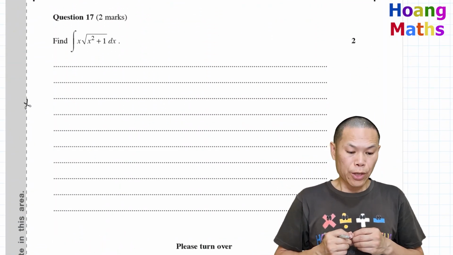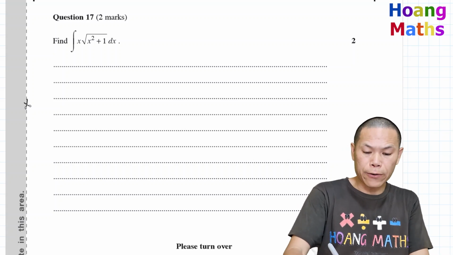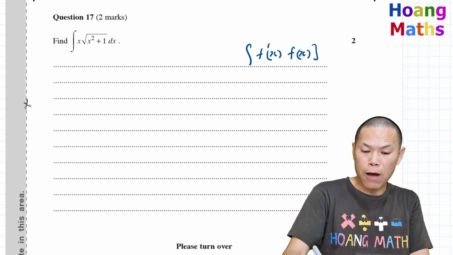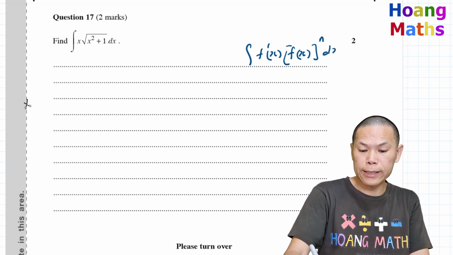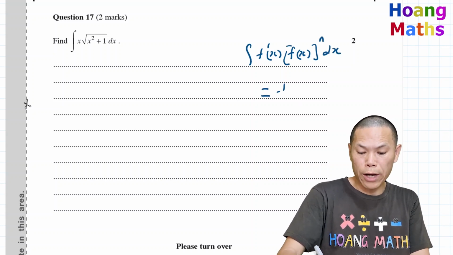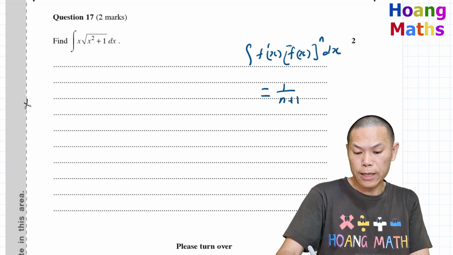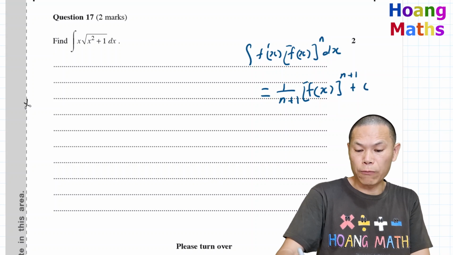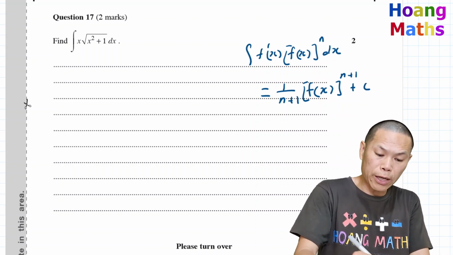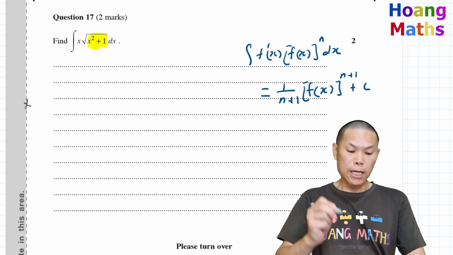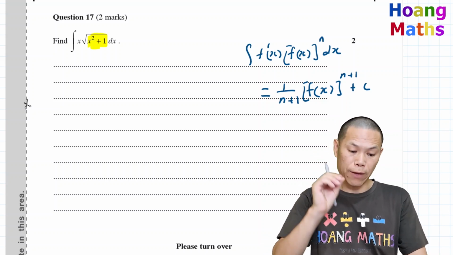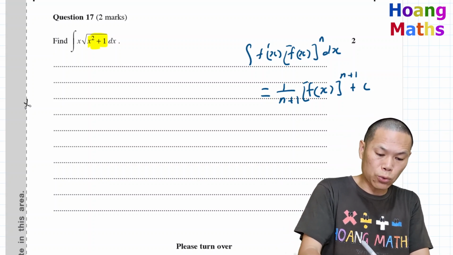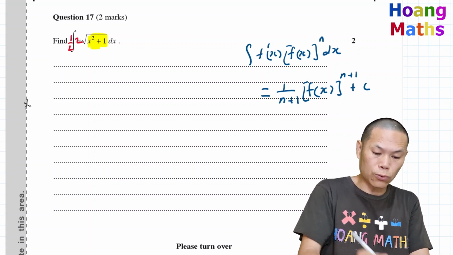Question 17. So we know that if we integrate f dash x, f of x power n dx, that will give me 1 over n plus 1 f of x power n plus 1, and add a c, of course. Now if you think about it, if I differentiate inside here, that will give me 2x. But we have x in front, so to make it 2x, I can just times 2 here, then I divide by 2. Okay, keep that in mind.